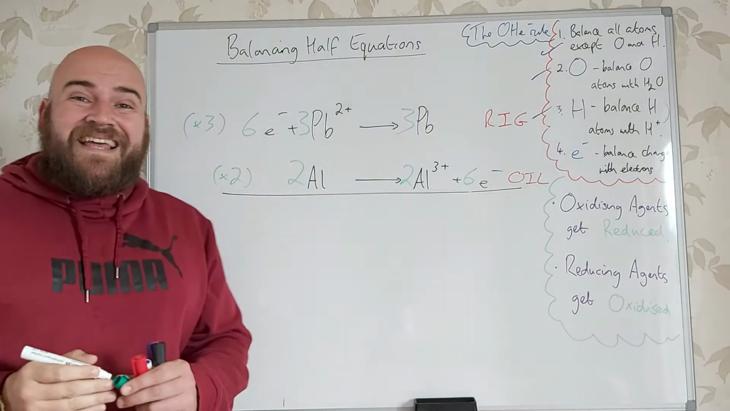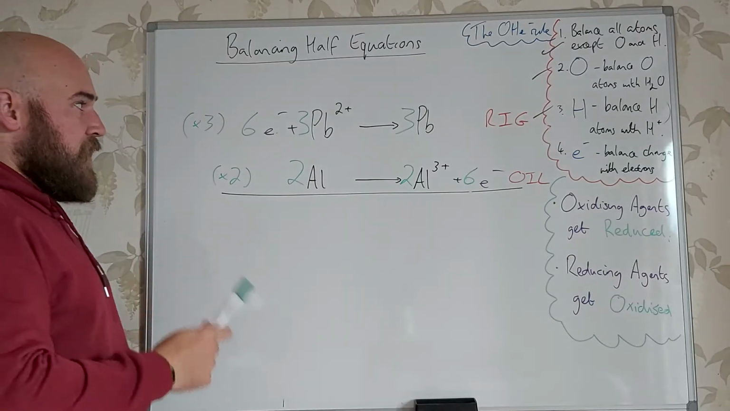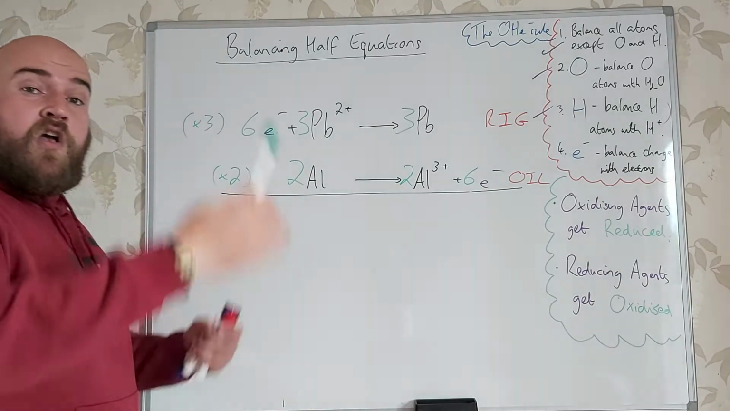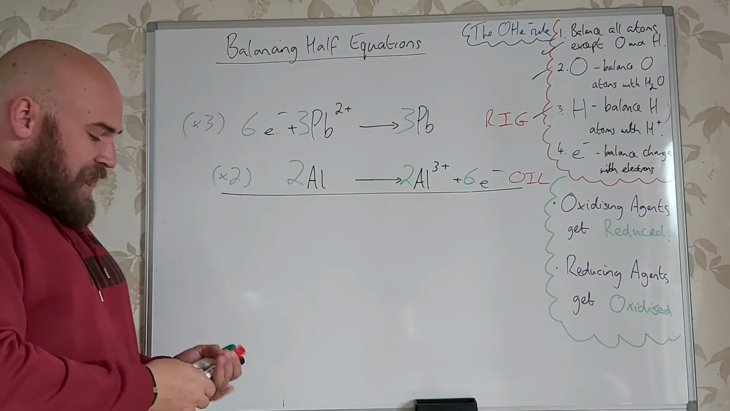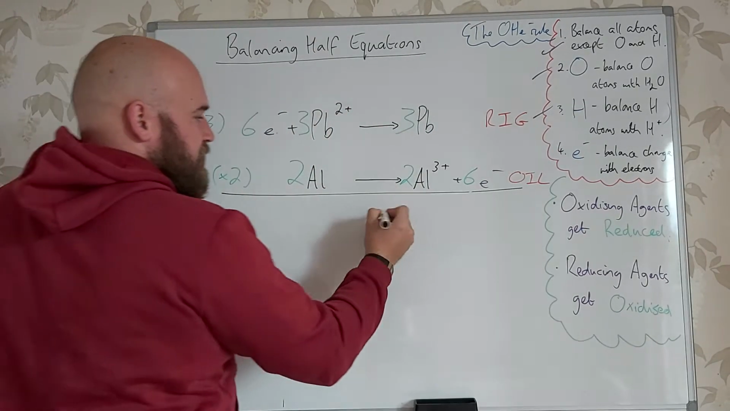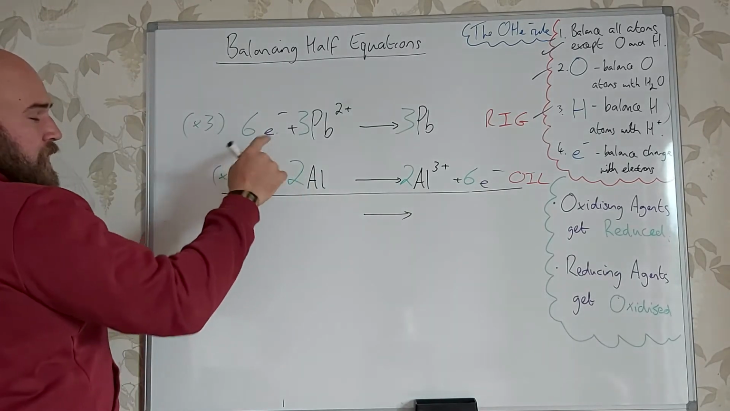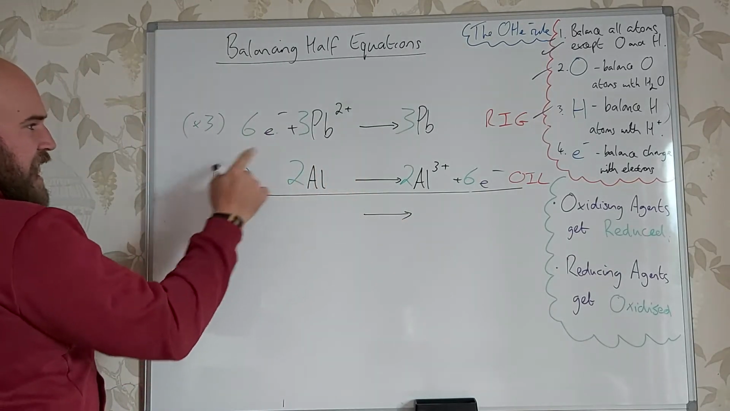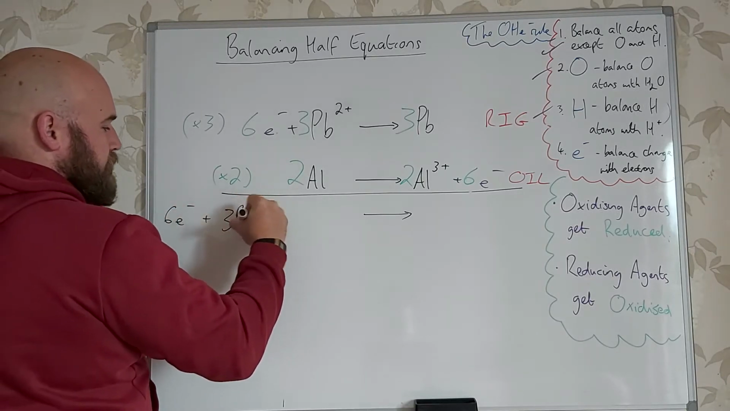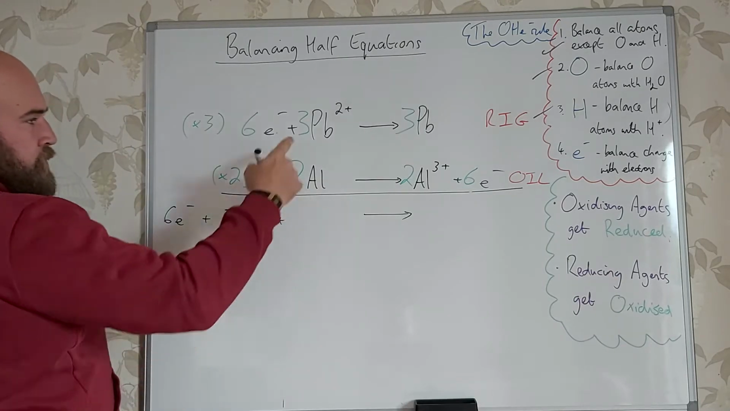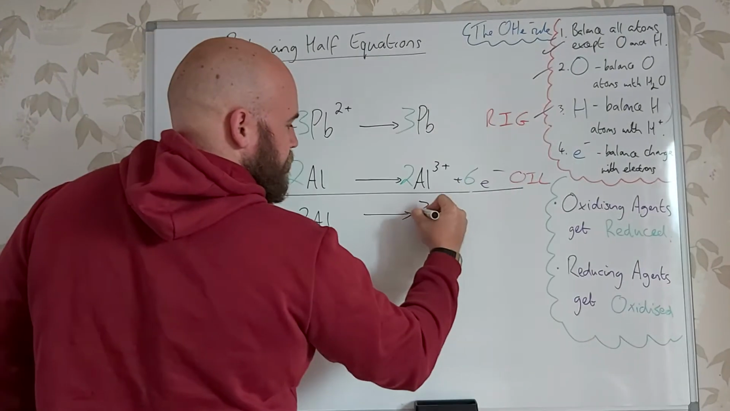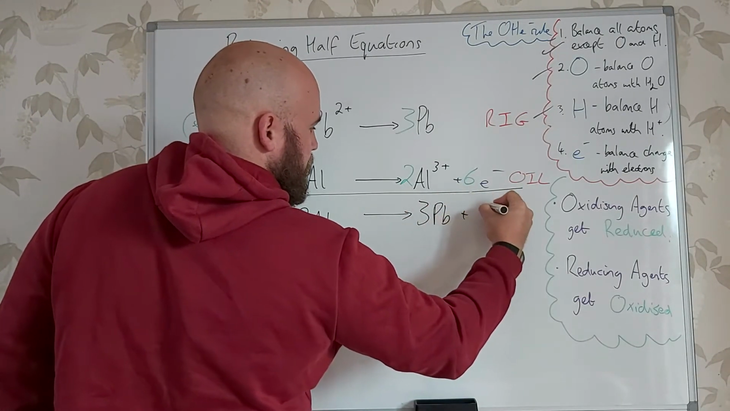Once the electrons are balanced on either side in both equations, i.e. you've got 6 electrons, the number of electrons being gained and being lost are the same, you can then combine them. So everything on the left of the arrows becomes everything on the right side. I'm going to include the electrons and I'll cancel that in a moment. So I'm just going to write everything on the left as I see it: 6 electrons plus 3 Pb2+ plus 2 Al. So that's everything on the left-hand side becomes everything on the right.